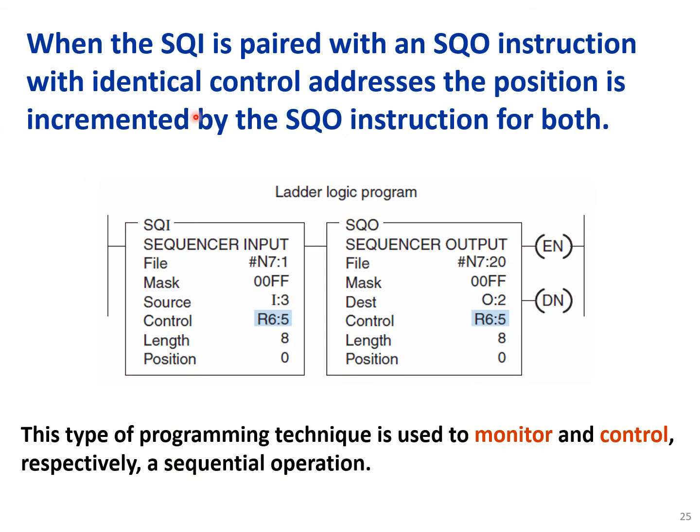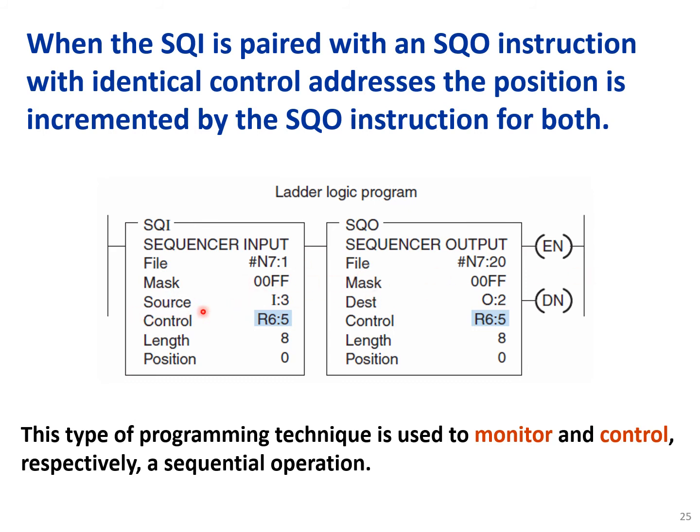When the SQI is paired with an SQO instruction with identical control addresses, the position is incremented by the SQO instruction for both. Okay, so this is SQI and SQO paired together. They have different file numbers, they have different sequence files, and they could have different masks.